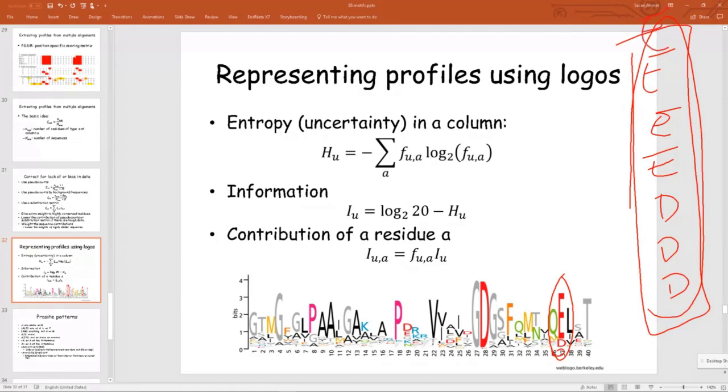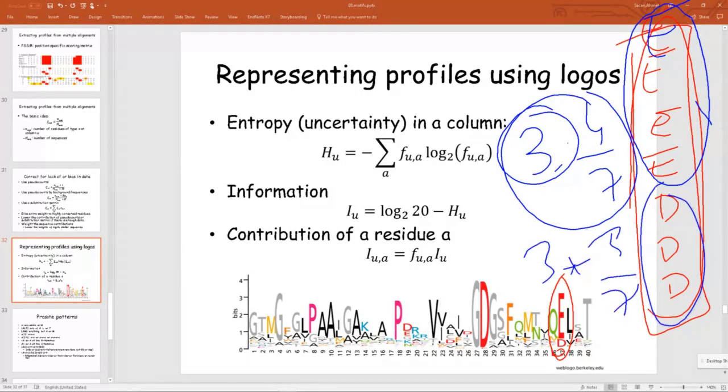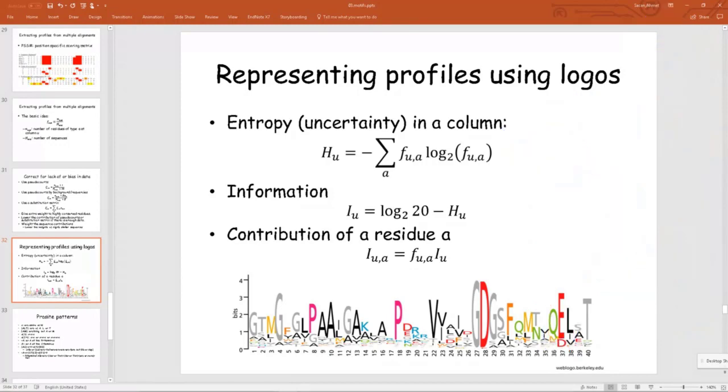Here, let me add one more E. Let's say the information content is 3. We're going to multiply 3 with 4 out of 7, so 3 times 4 over 7. That's going to give us the height of E's, and 3 times 3 over 7 will be the height of D's. So within a column, you would adjust the height of the characters by multiplying its frequency with the total information content for that column. All right. When you have just one character, the frequency would be 1, and then it would have just itself.